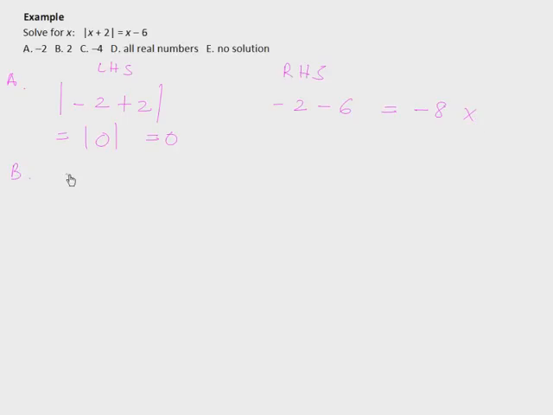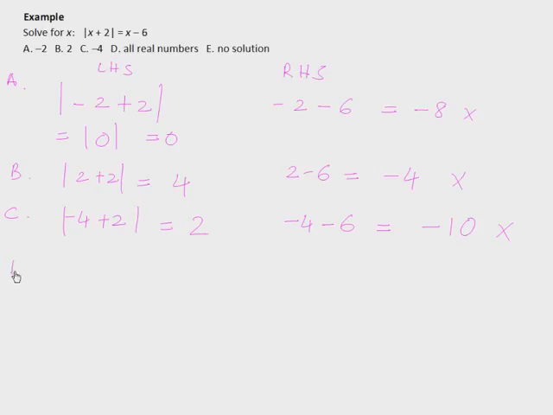B, I plug in 2. 2 plus 2, absolute value of 4 is 4. On the right hand side, 2 minus 6, get minus 4. 4 is not equal to minus 4. C, I plug in minus 4. Then minus 4 plus 2, which is the absolute value of minus 2, which is 2. And on the right hand side, I plug in minus 4 minus 6, I get minus 10. Again, minus 10 is not equal to 2, so C is out.